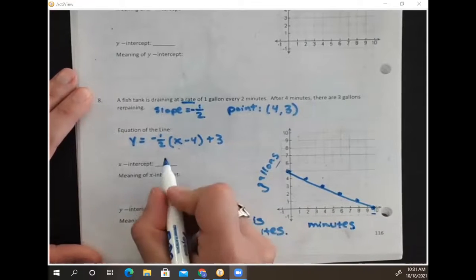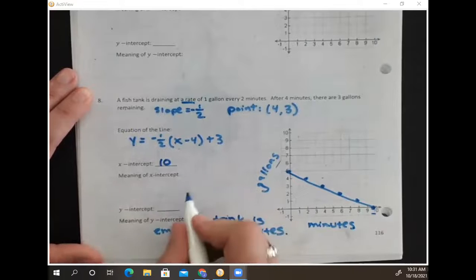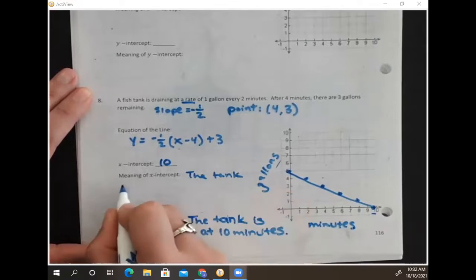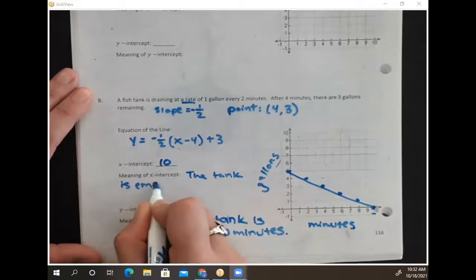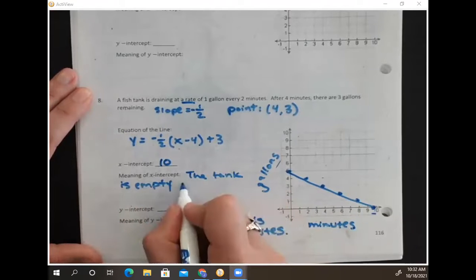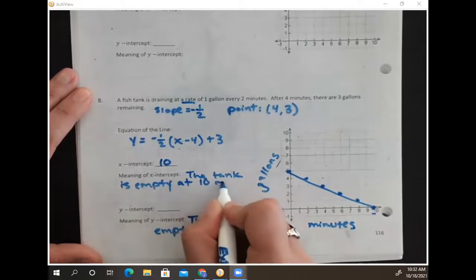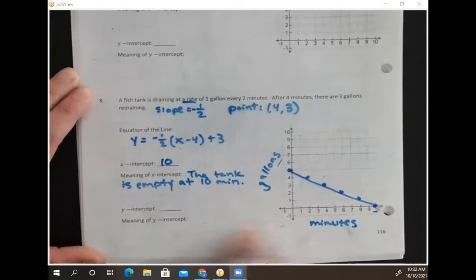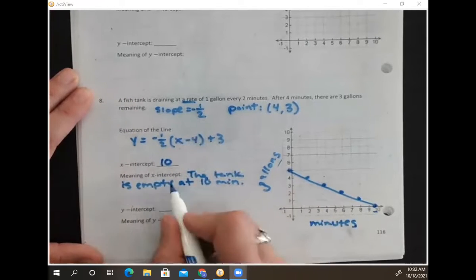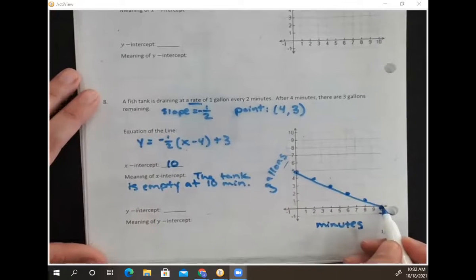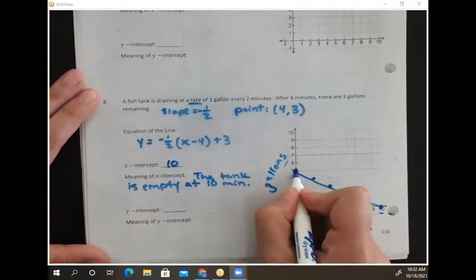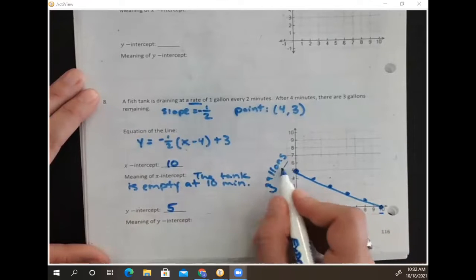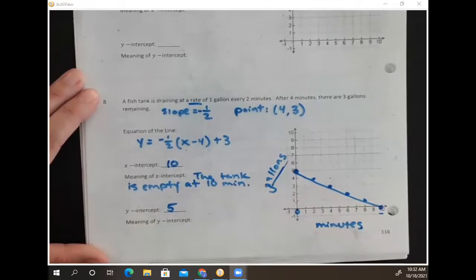I switched these. My x-intercept would be the tank is empty at 10 minutes. Thought that was y-intercept up there. We're used to finding the y-intercept, not always the x-intercept. Okay, so my x-intercept is 10 because the tank is empty at 10 minutes. My y-intercept is 5. And this would be 5 gallons when our time is 0.